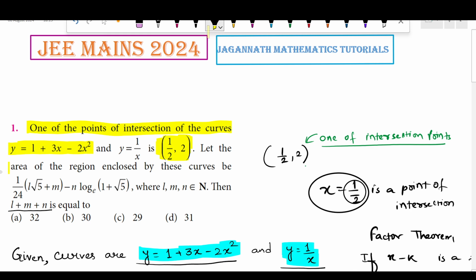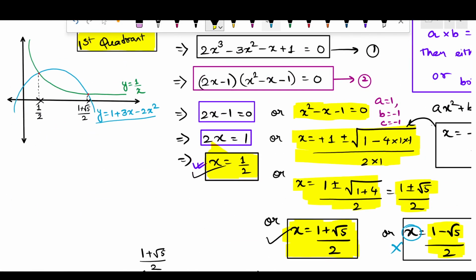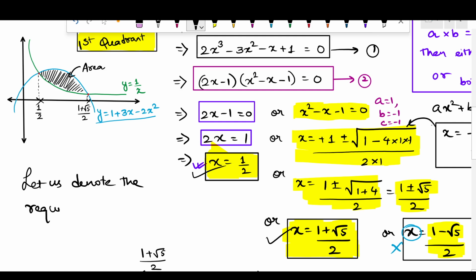Next, they are saying that the area of the region enclosed by these curves is this, 1 by 24 L root 5, which means we need to find the area next. Okay, so let us find out the area. We have to find the area bounded by these two curves. This will be the area bounded by these two curves, right? This is the area. So let us denote the required area by A.